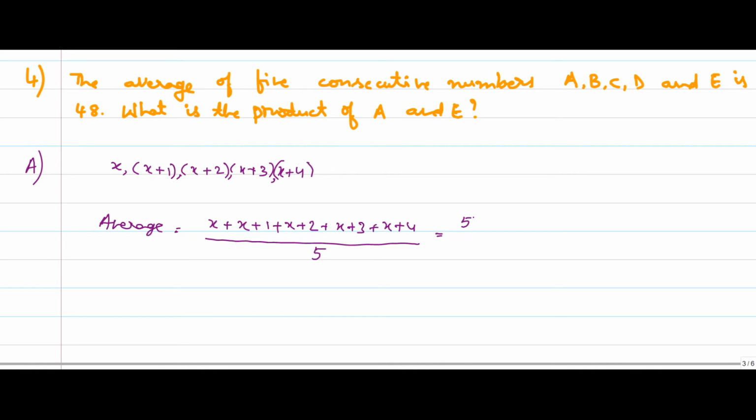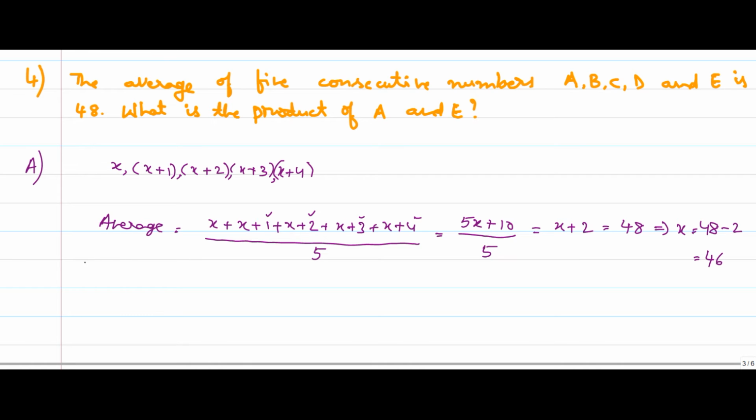So which is equal to 5x plus 1, 2, 3, 4. So sum of first 4 digits: 4 into 5 by 2, that is 10. So 5x plus 10 divided by 5, which is equal to x plus 2, which is equal to 48. So 48 is given here, which implies x is equal to 48 minus 2, which is equal to 46.